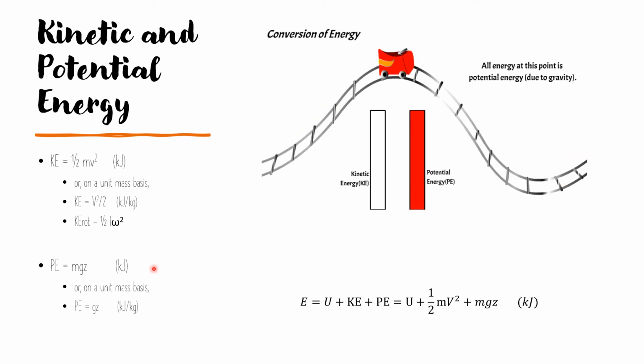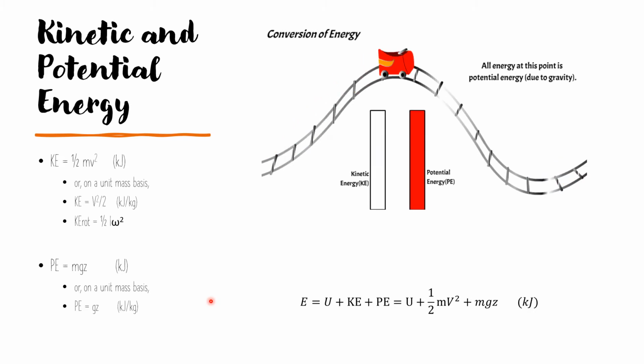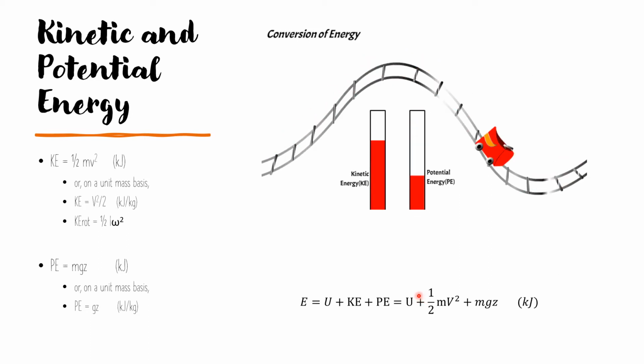The magnetic, electric, and surface tension effects are significant only in some specialized cases and are usually ignored. In the absence of such effects, the total energy of a system consists of the kinetic, the potential, and internal energies, and this can be expressed as internal energy U plus kinetic energy plus potential energy, and this is equivalent to U plus 1/2 mv squared plus mgz.